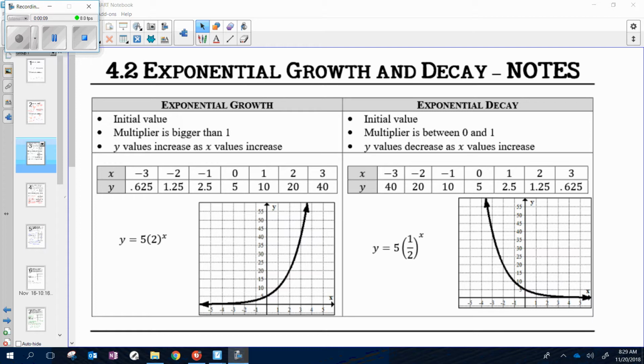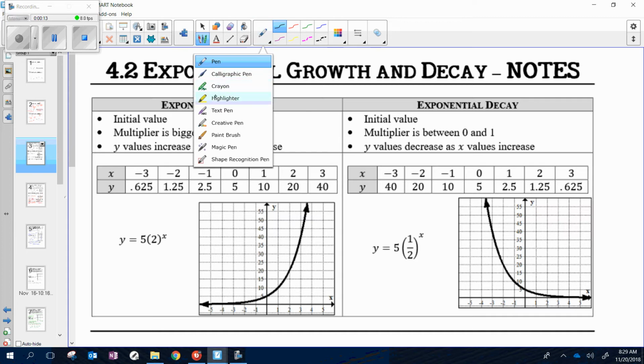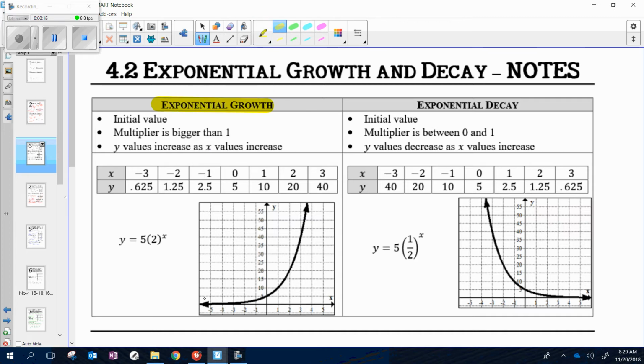So if you look in the two boxes at the top of the paper, you can see that we are talking about exponential growth on the left-hand side, and you can see the picture growing exponentially as you move from left to right. And on the right-hand side, exponential decay, and you can see the picture decreasing as you move from left to right. So growth is when you have an initial value.